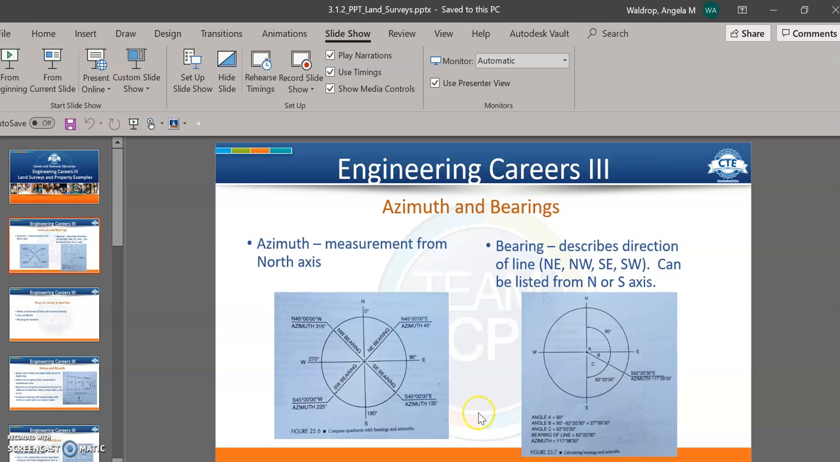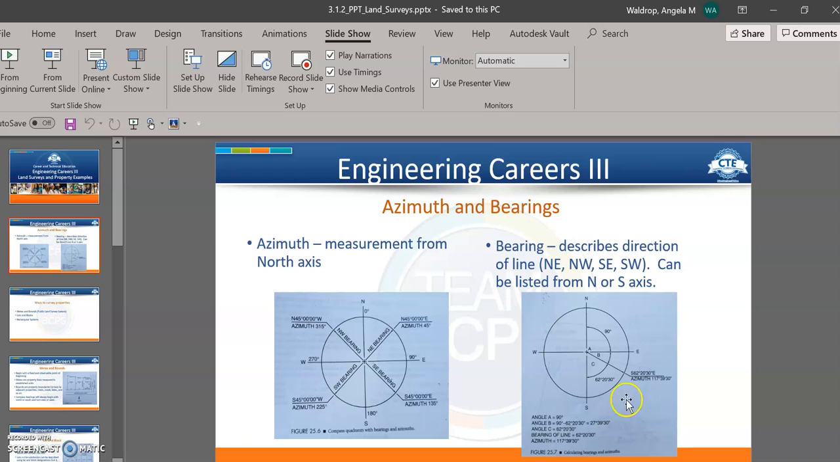Now bearing is a bit different as it describes the direction of a line. This is usually how lines of a property are specified. They're always noted from either the north axis or the south axis, whichever one it's closest to. Then there's a number specified. This is the degrees away from the axis that the line is. Lastly, either east or west is specified. This tells the observer that they are starting from a north or south and moving in the east or west direction.